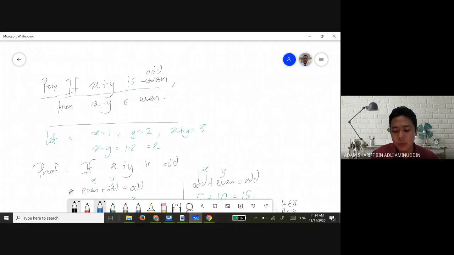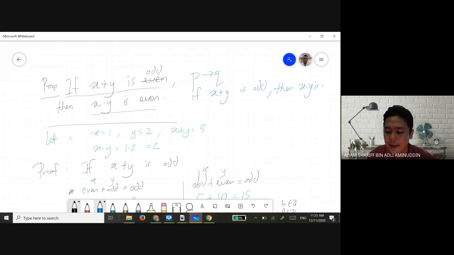if x plus y is odd, then xy is even. We already have this P implies Q. Your P is that if x plus y is odd. Okay, ini dia punya condition. The conclusion is that x times y is even. So, what happens here is that by using this assumption, we try to prove this. We are not actually, for this statement or theorem, we try to prove this.